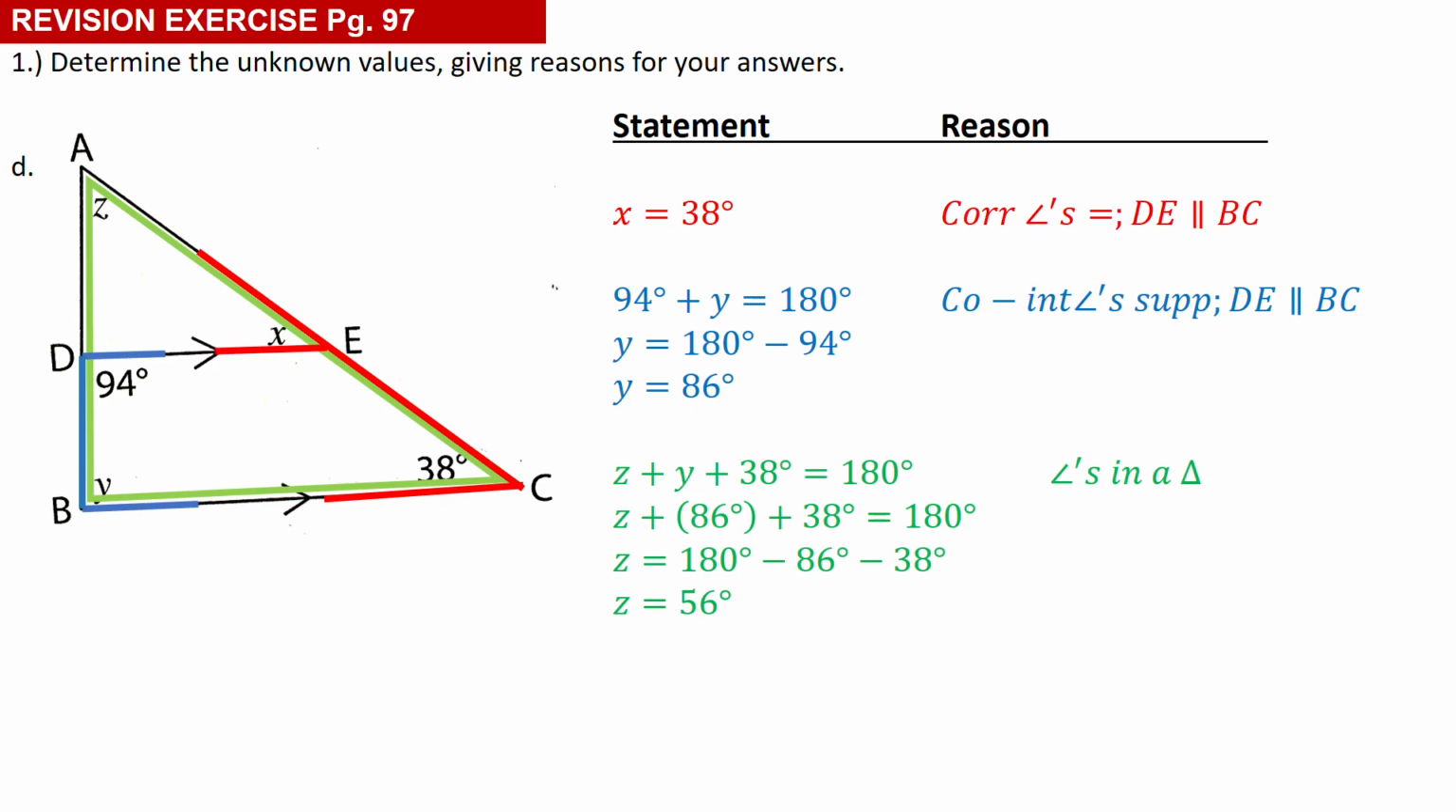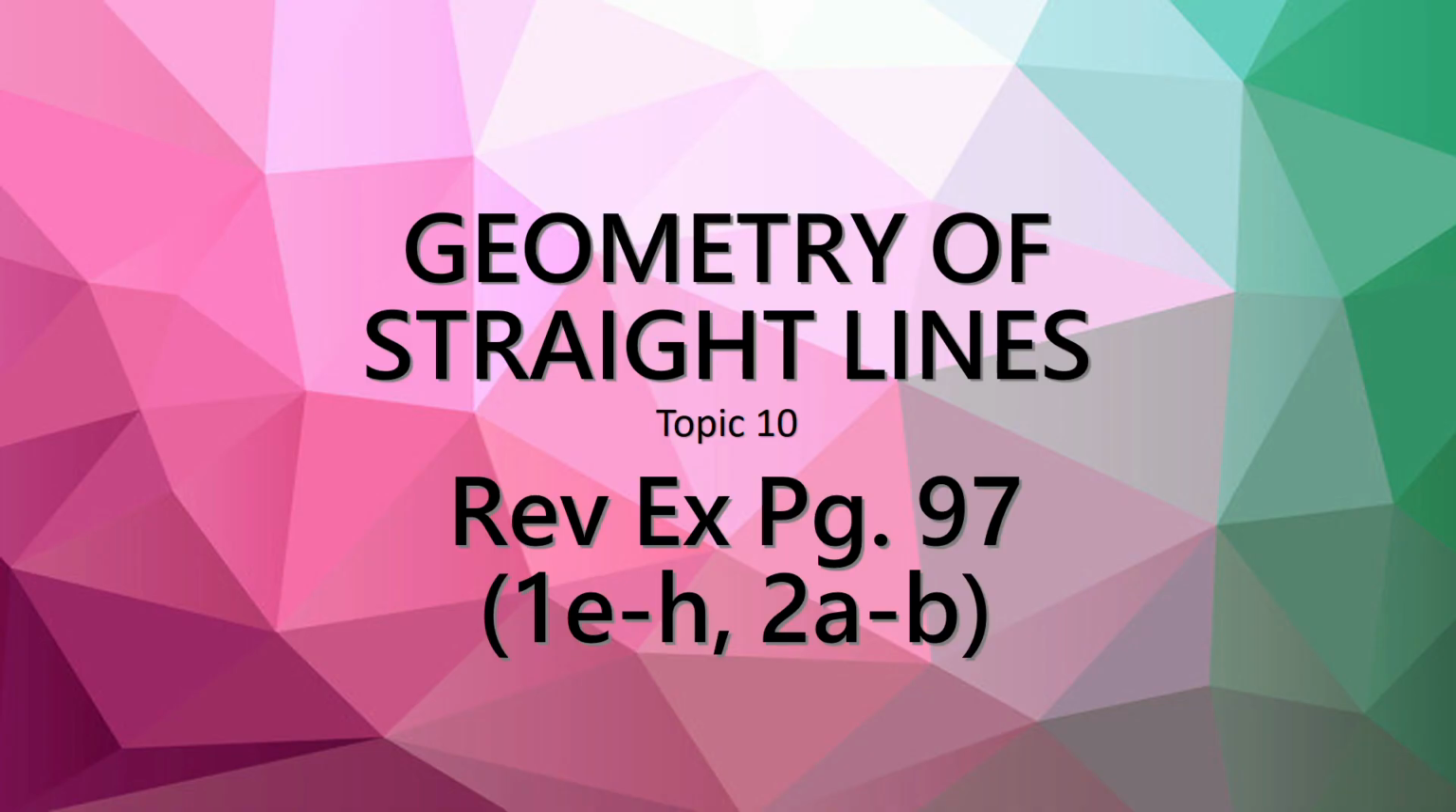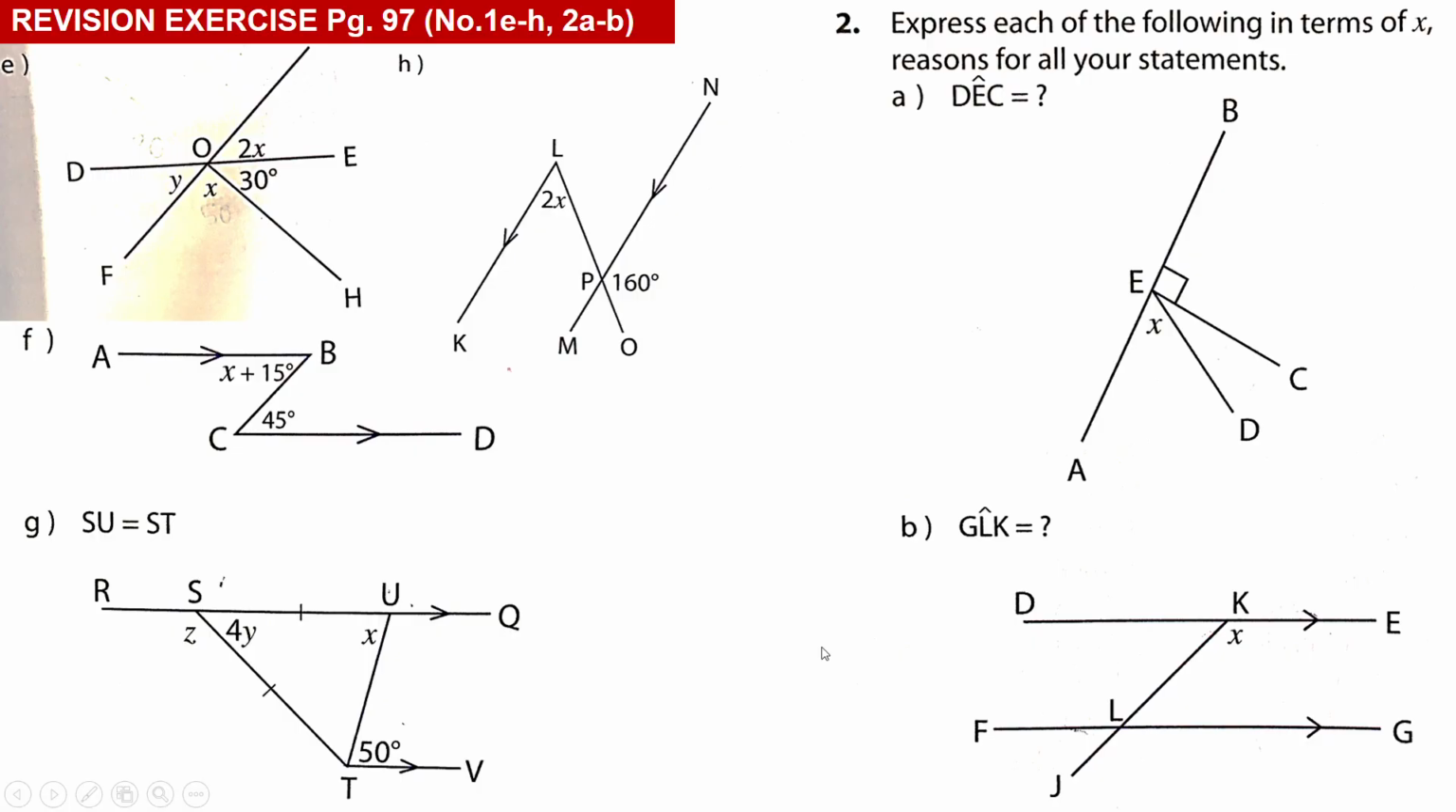Okay, if you need to copy this down because you're not done, then just pause the video and then you can carry on. Okay, then the last thing, which is the last part of the section that I'd like you to do, is revision exercise on page 97, number 1 E to H and 2 A and B. Okay, this is what it looks like. So if you need to take a screenshot, then you can. Okay, so for E to G, you're just trying to work out the unknowns. And then for 2A and B, you're trying to express the angle in terms of x. Okay, so that means that x is going to be in your answer. Okay, good luck.